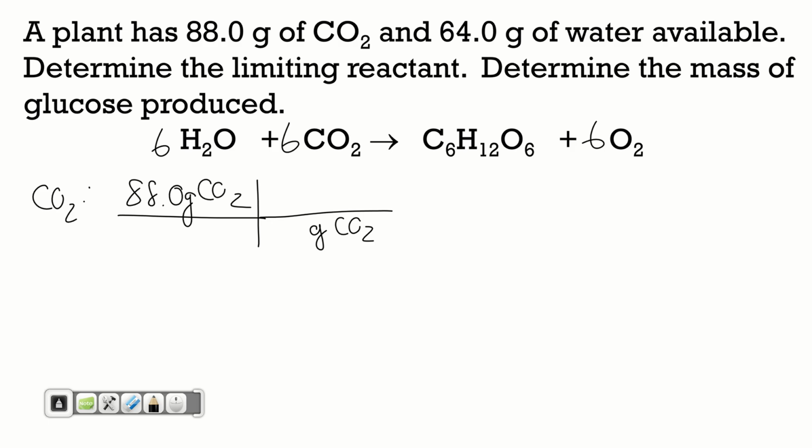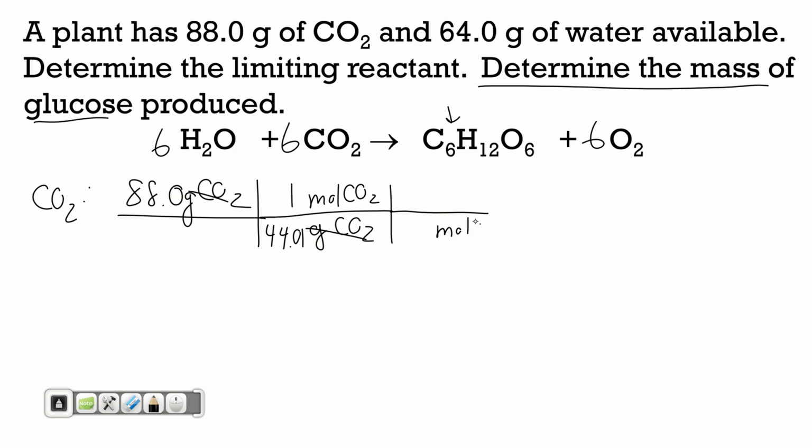All right. Sorry. We should stop for a second. I should finish reading the problem. It says determine the mass of glucose. Glucose is this guy right here. Okay. So I'm going to go from mass of CO2 to mass of glucose. So grams of CO2, moles of CO2, 1 mole, and this is 44.01 grams. That cancels out. I'm now in moles of CO2, going to moles of C6H12O6. This is 1 from the reaction, 6 from the chemical reaction.